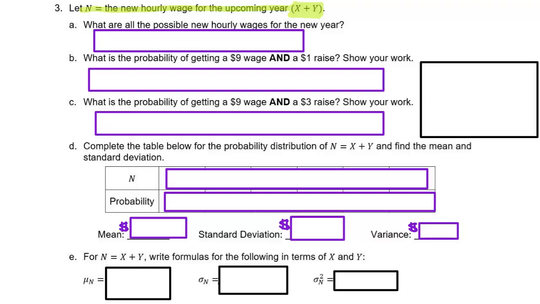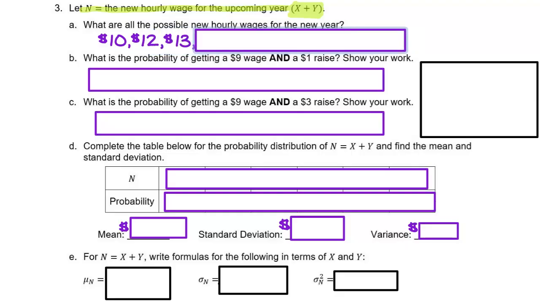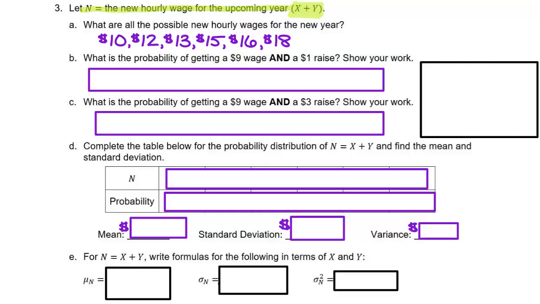10, 12, that would be $9 plus the $1 raise, $9 plus the $3 raise. So 10, 12, 13, 15, 16, and 18. That's $9 plus the $1 raise, $9 plus the $3 raise, $12 plus the $1 raise, $12 plus the $3 raise, 15 plus the $1 raise, and then 15 plus the $3 raise. That's how we got those numbers.